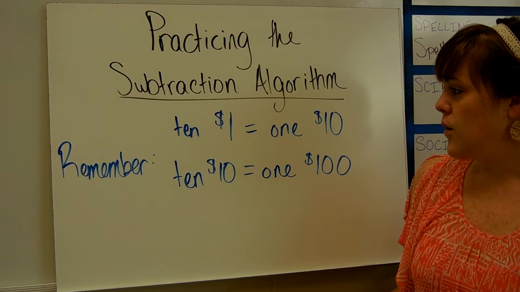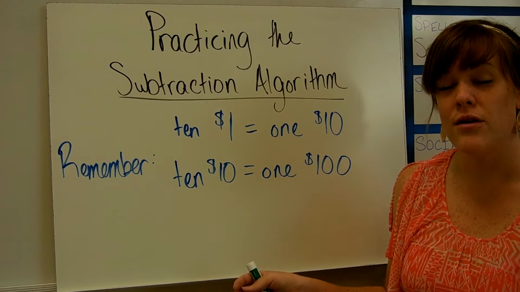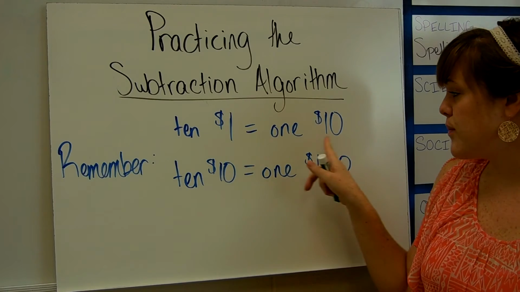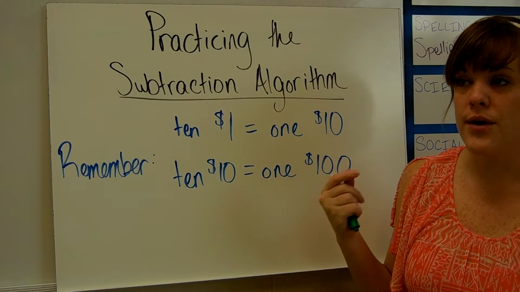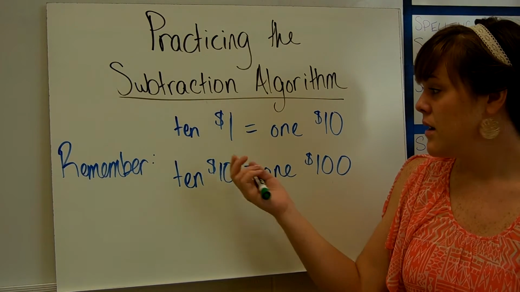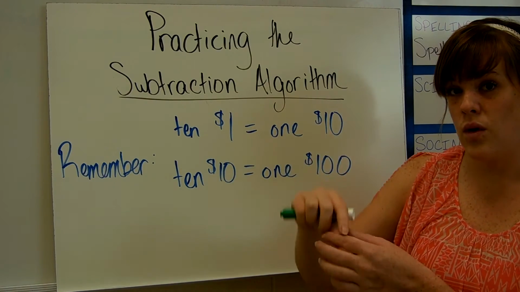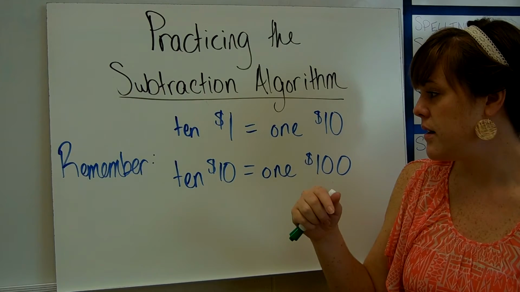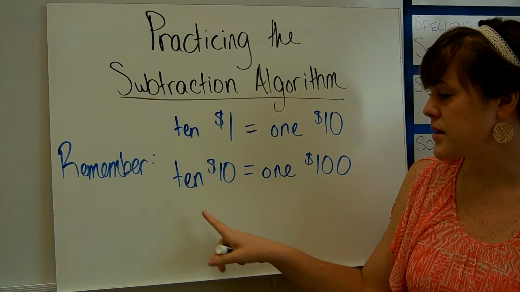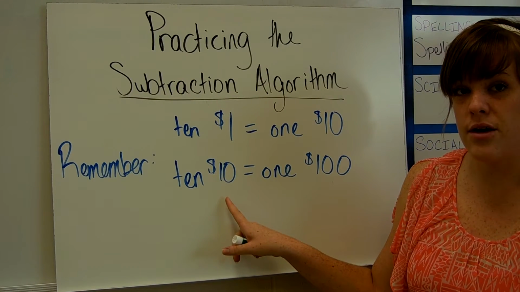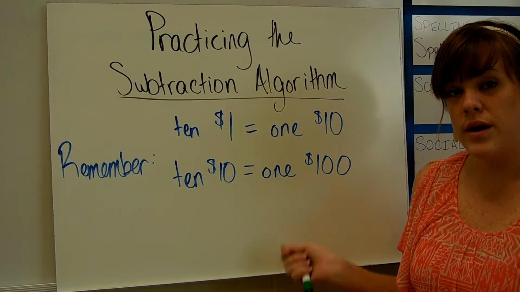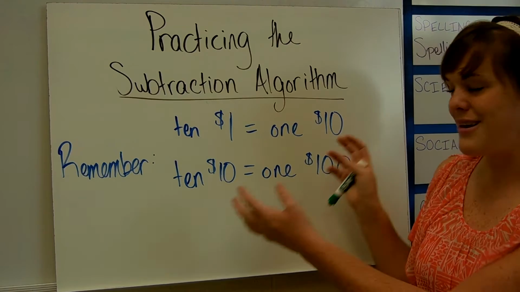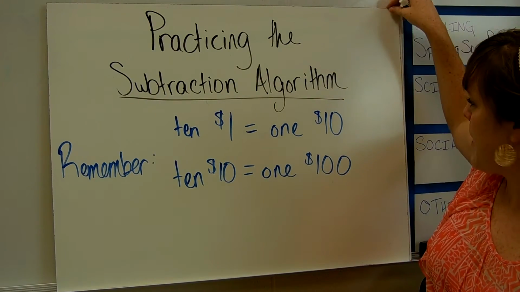Okay? So when we're subtracting, it's very, very important to remember that 10 $1 bills makes one $10 bill. Or if you don't want to think of it as money, 10 ones makes one 10 column or stick like you used in the base 10 blocks. Also remember that 10 $10 bills makes one $100 bill. Okay, if you need to write that down, write it down, but this is like key information here.